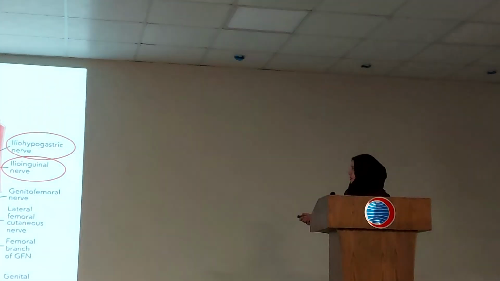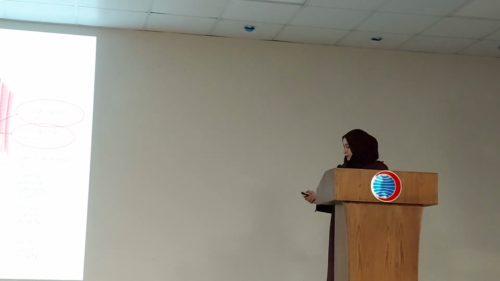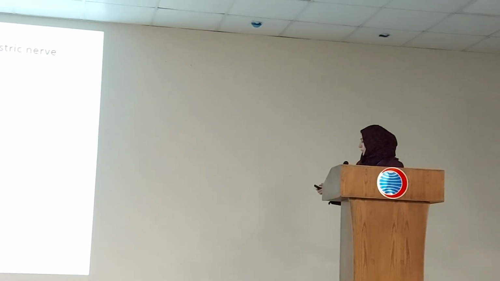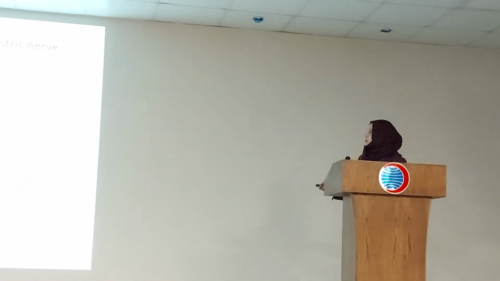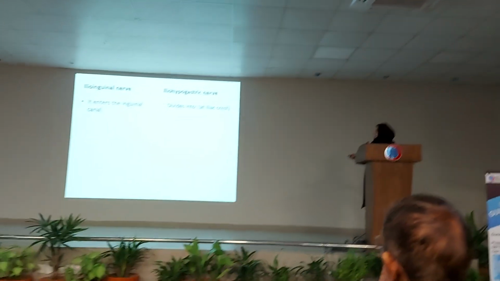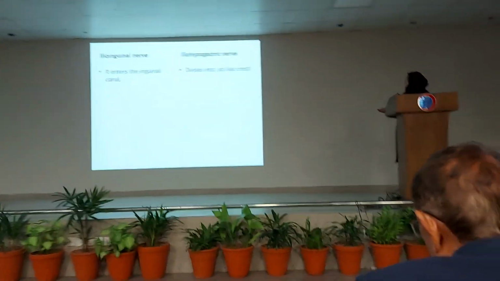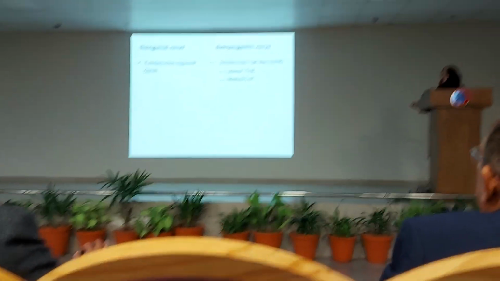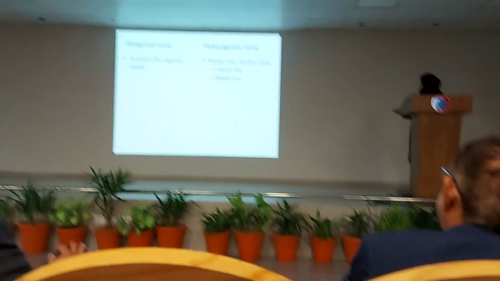After arising from the lumbar plexus, on the lateral border of the psoas major muscle, these two nerves join the same route, but at the level of the iliac crest they divide. The ilioinguinal nerve enters the inguinal canal, while the iliohypogastric nerve divides into two at the iliac crest, the lateral cutaneous branch and the medial cutaneous branch.